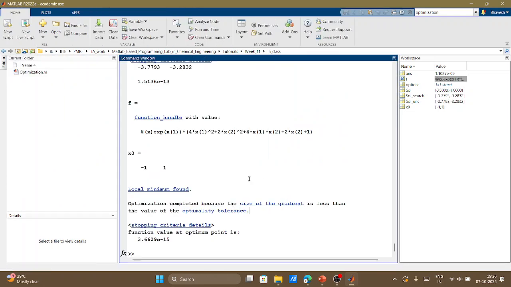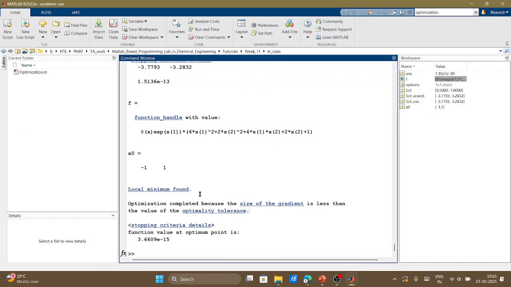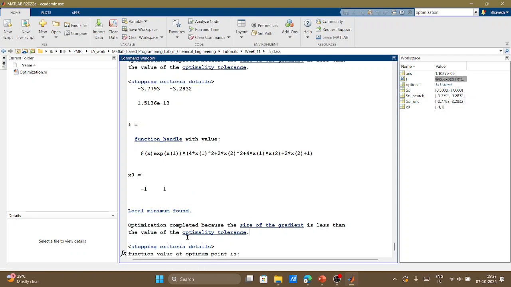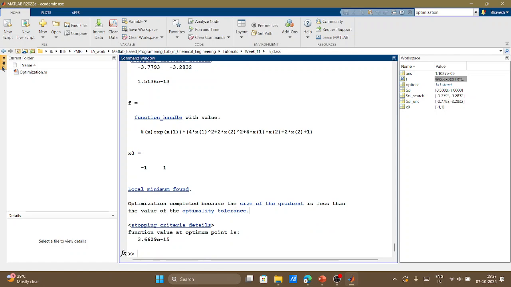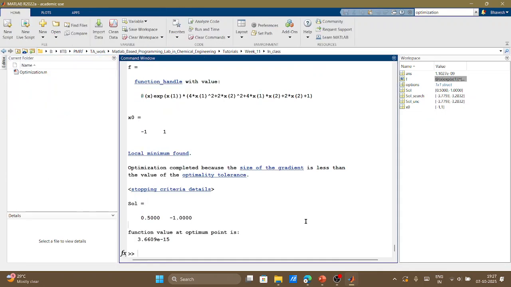Function value at the optimum point is 10 to the power minus 15, which is close to 0. So option C is your answer. Now here, local minima. Yes, so this is my optimum point, minus 0.5 and 1, and corresponding to that I am getting the value of 0.